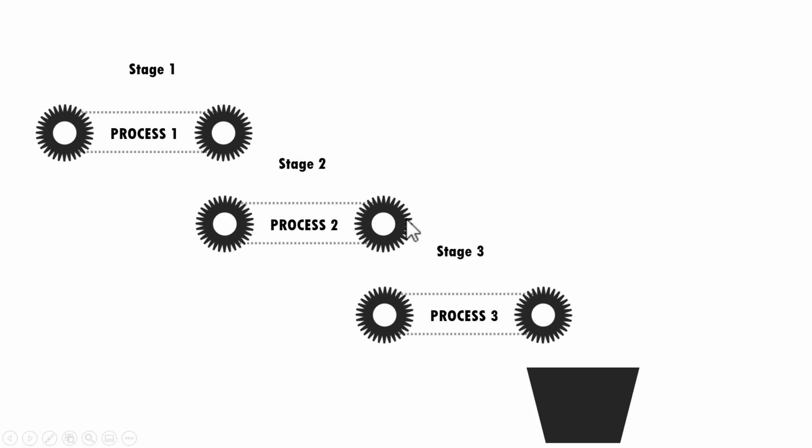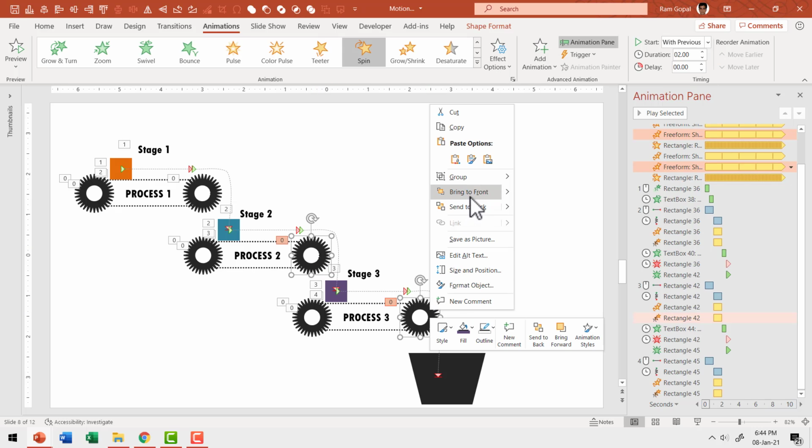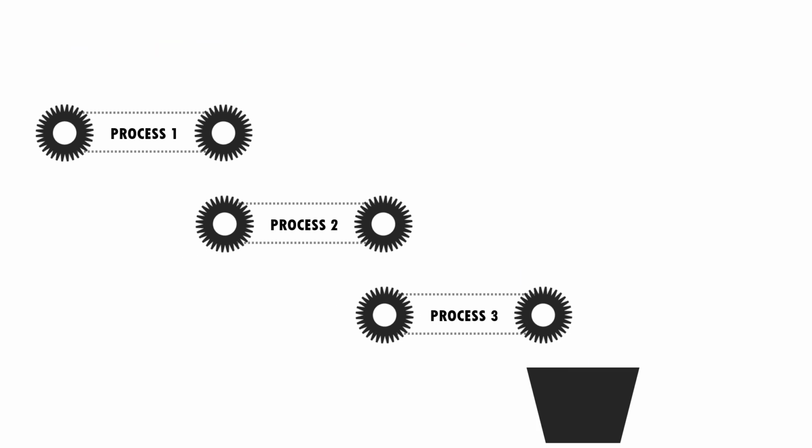The one final adjustment is these wheels need to be brought to front. So I'm going to select this and this, right click and bring to front. The narration goes like this.